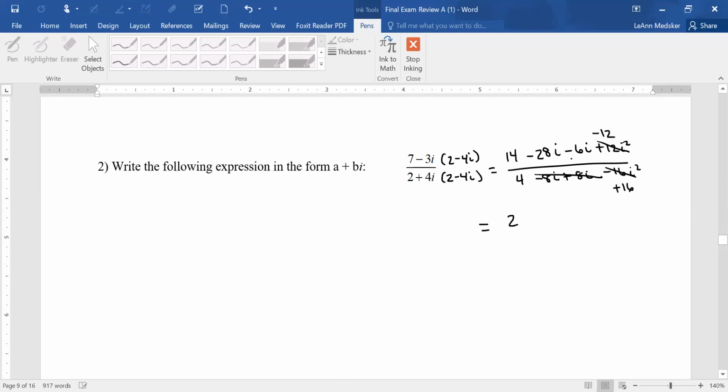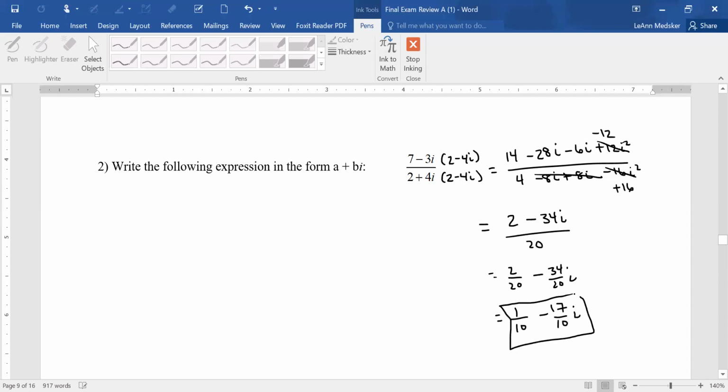I've got negative 28 minus 6 more, so that's going to be a negative 34i, all over 4 plus 16, which is 20. But because we want a plus bi format, we're going to split this into 2 separate fractions, and we're going to reduce them individually. So this is 1/10 minus 17 over 10i, because everything is divisible by 2.